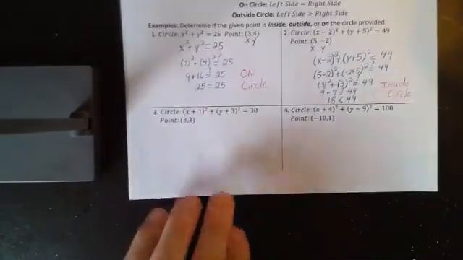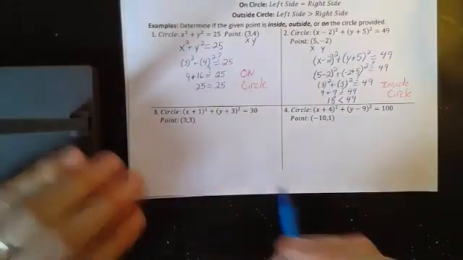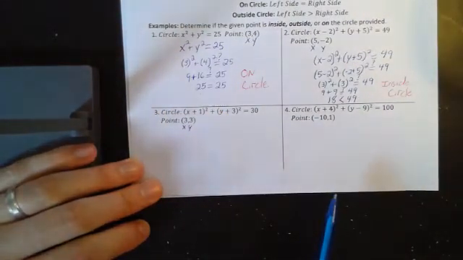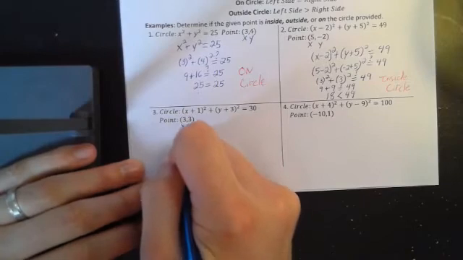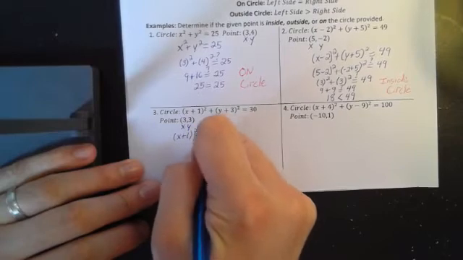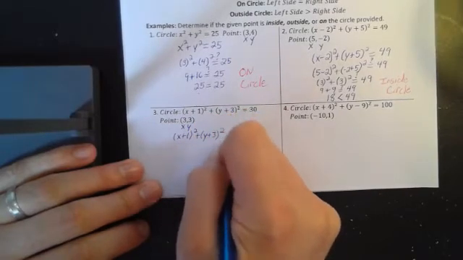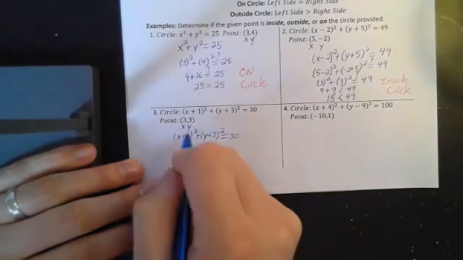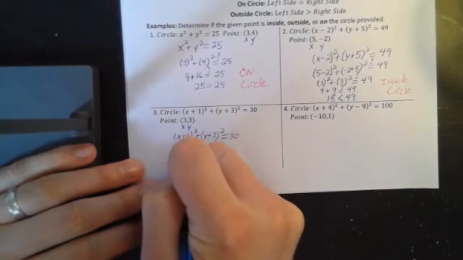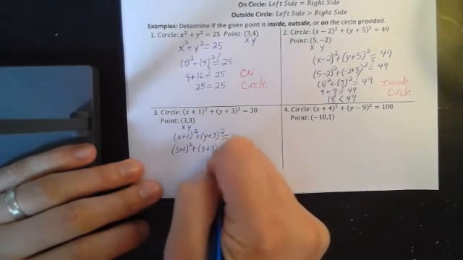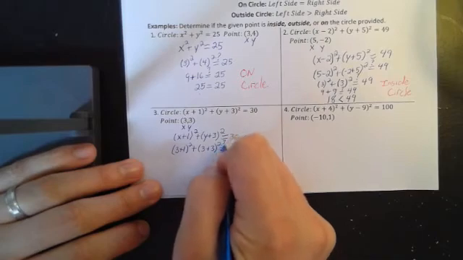All right, moving on to number 3. For number 3, our point is (3, 3). We're trying to figure out if that point is inside, outside, or on the circle. We'll start off with the equation of the circle: (x plus 1) squared plus (y plus 3) squared is equal to 30. Now we're going to substitute in (3, 3). So (3 plus 1) squared plus (3 plus 3) squared. We're seeing how that relates to 30.